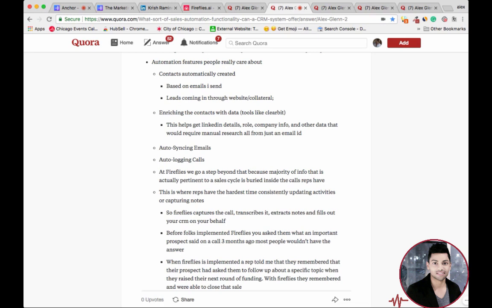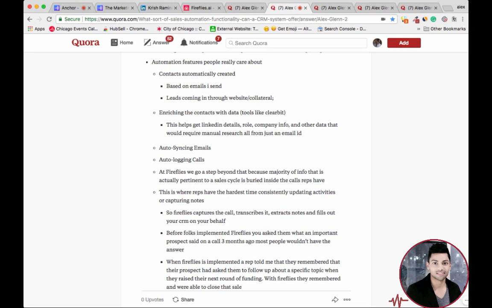And so what Fireflies does, right, is it captures the call, transcribes it, extracts the notes from it, the key points, metrics, dates, all that information, and then fills out the CRM on the rep's behalf automatically. We've asked reps, right, before you've implemented Fireflies, how are you doing this process? Were you consistent about it? Could you actually remember what was said on a call 3 months ago for a specific person?